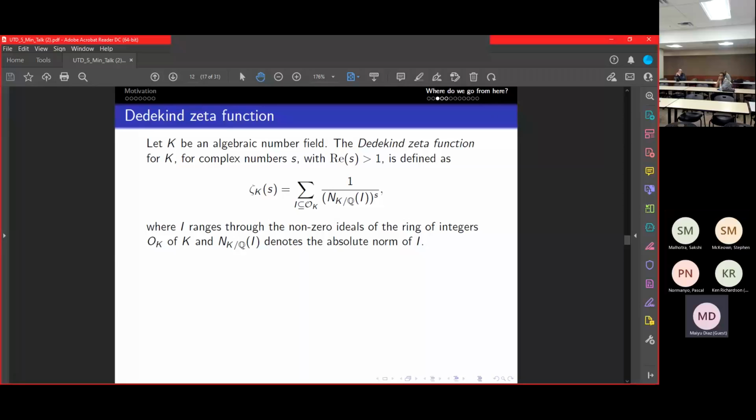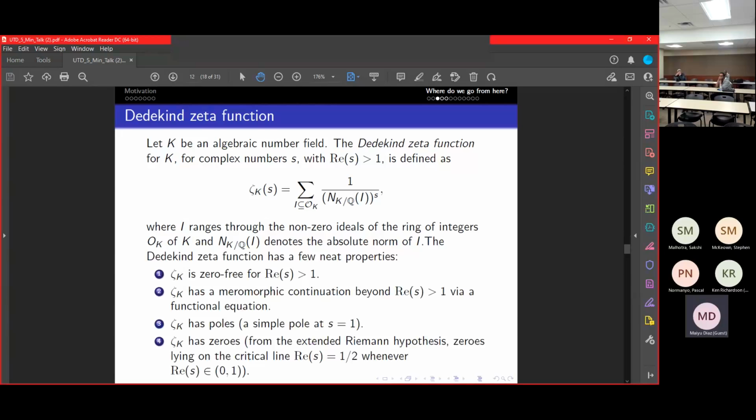So there is another type, a function that looks like the Riemann zeta function, and it's called the Dedekind zeta function, which is defined by these characteristics. We have an algebraic number field K that's defined over the half plane, defined over the sum, where I ranges through the non-zero ideals of the ring of integers O_K of K, and N(I) denotes the absolute norm of our non-zero ideal. The Dedekind zeta function shares just about the same properties as the Riemann zeta function.